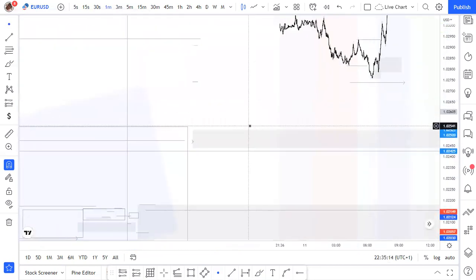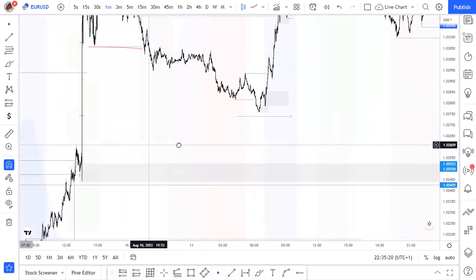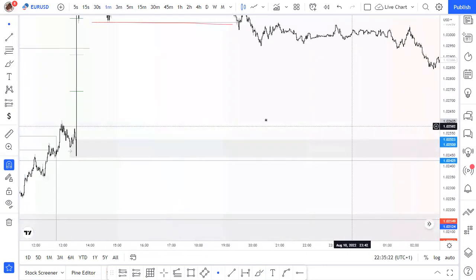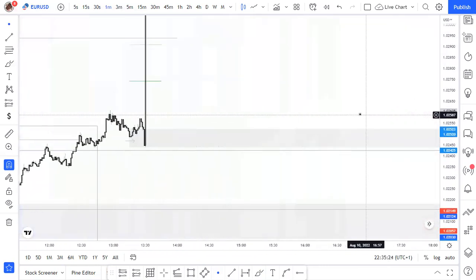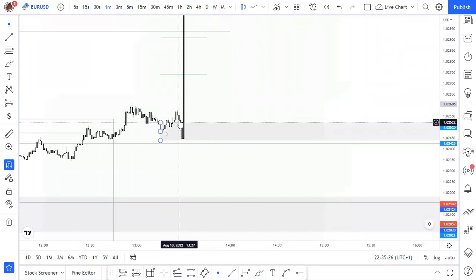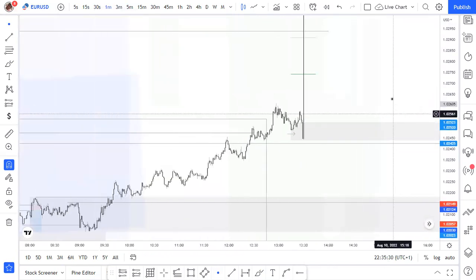So I was actually using this particular supply range here, this engulfed candle, as my take profit.